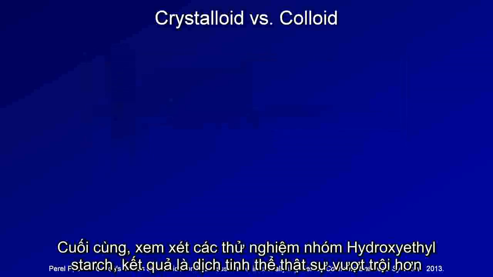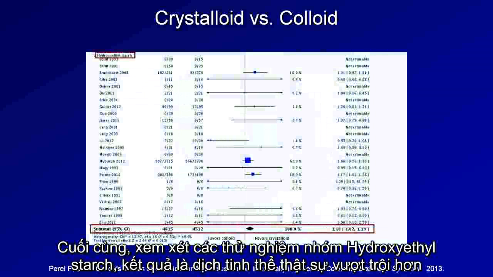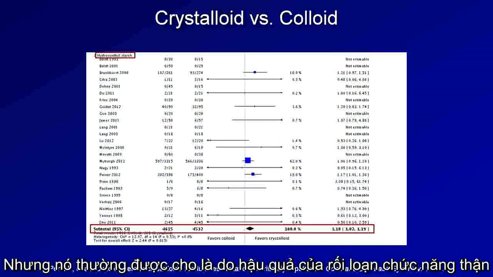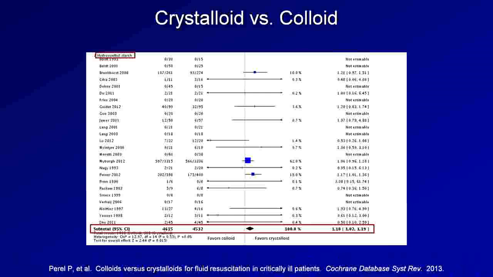And last, the trials of hydroxyethyl starch. These found that crystalloid was actually superior. The authors make no attempt to explain the higher mortality with hydroxyethyl starch, but it's generally believed to be the consequence of renal dysfunction. This meta-analysis is not perfect.